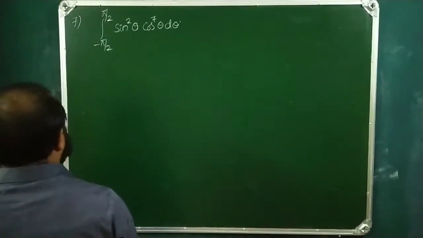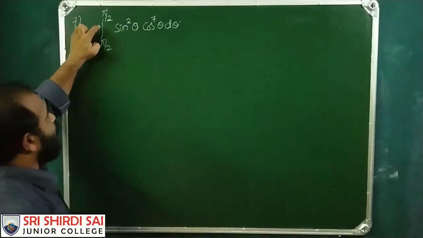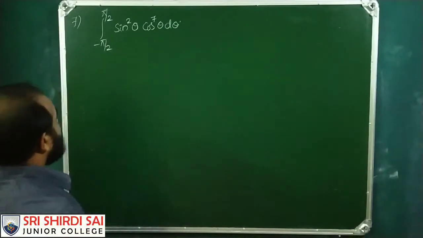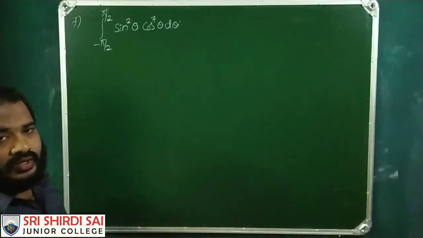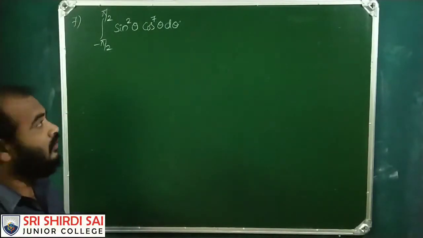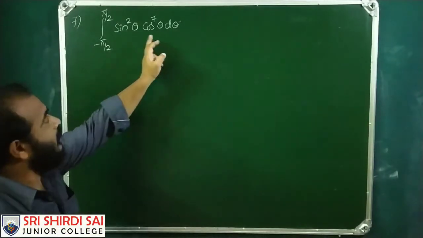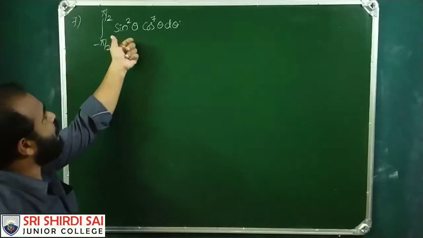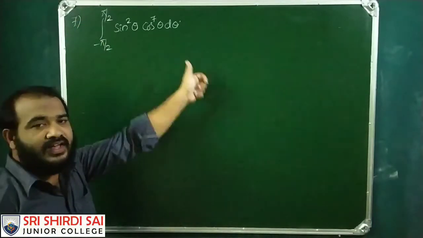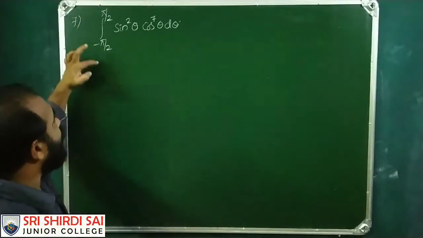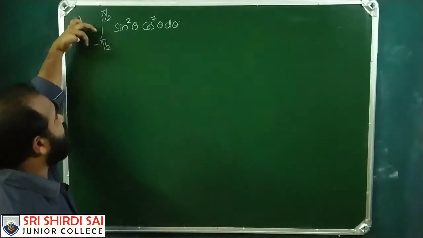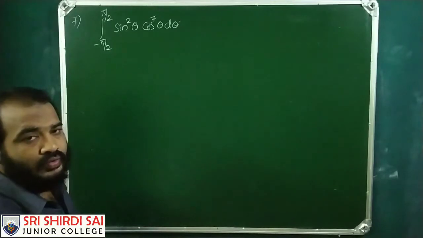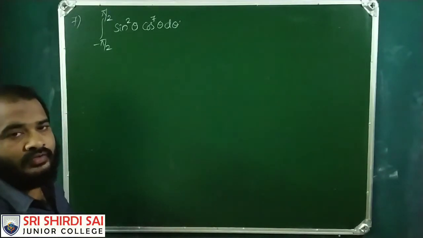So the next question is integral from minus pi by 2 to pi by 2 of sin square theta into cos power 7 theta d theta. So this is not in a regular reduction formula. For this to be a regular one, it has to be integral 0 to pi by 2 of sin power m theta into cos power n theta, for which we need to change minus pi by 2 to pi by 2 into 0 to pi by 2. How? Through the suitable properties.